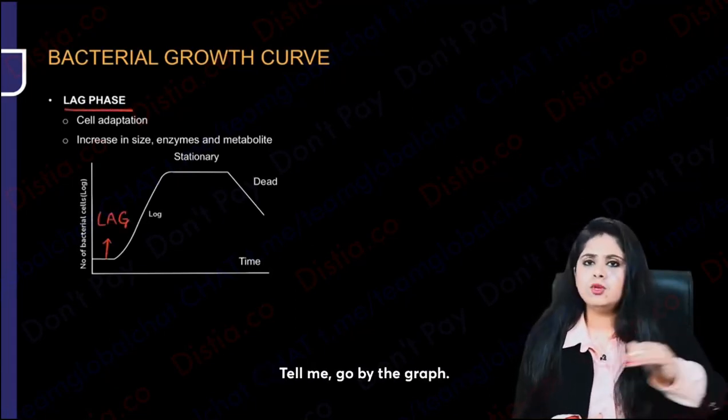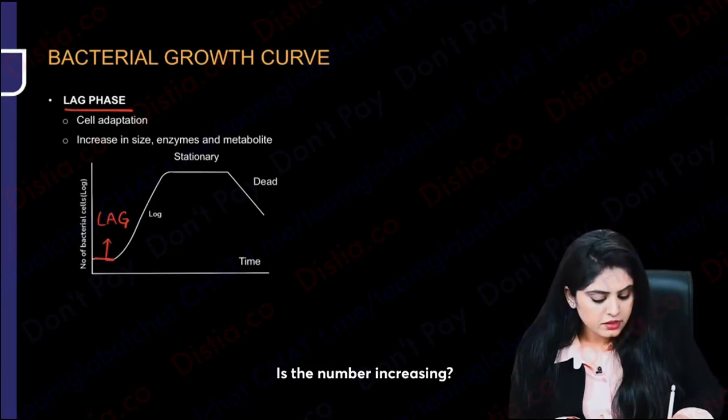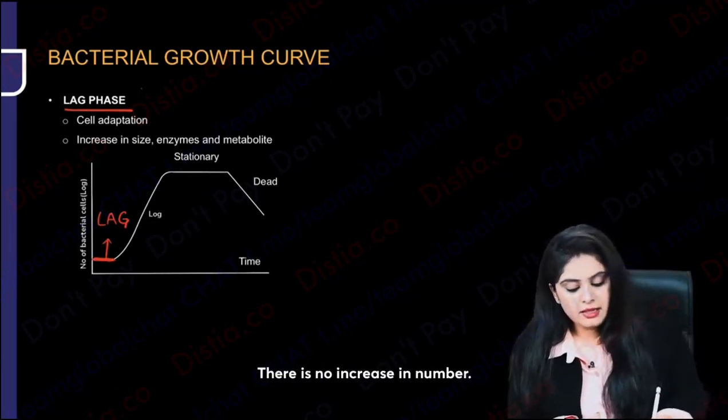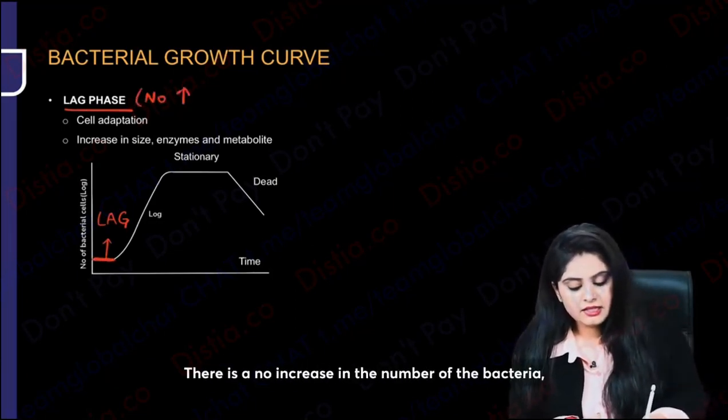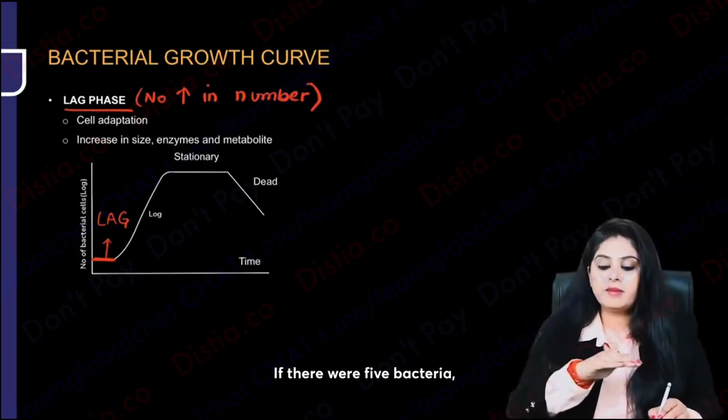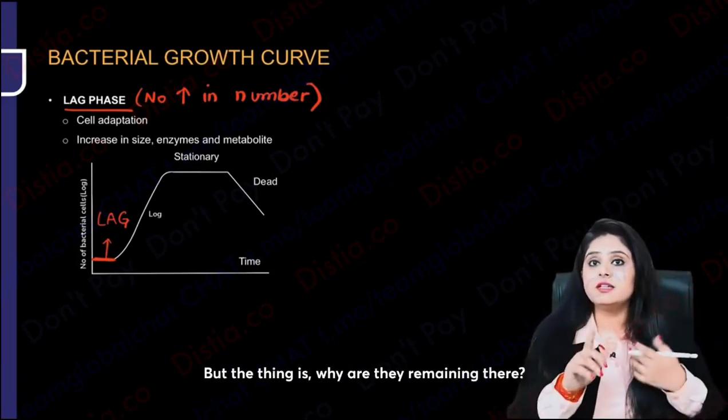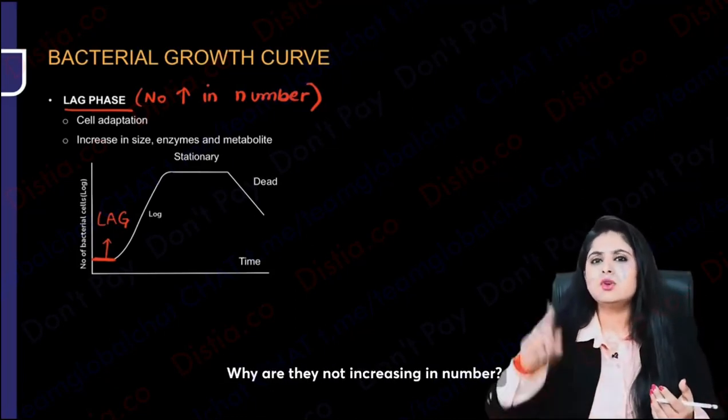What is it? Tell me, go by the graph. Is the number increasing? No. There is no increase in number. So lag का मतलब ही यही है. There is no increase in the number of the bacteria. Means it's the same. If there were 5 bacteria, there are still 5 bacteria. But the thing is, why are they remaining there? Why are they not increasing in number?